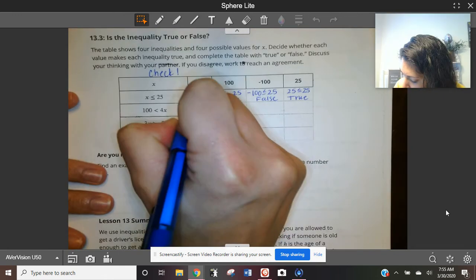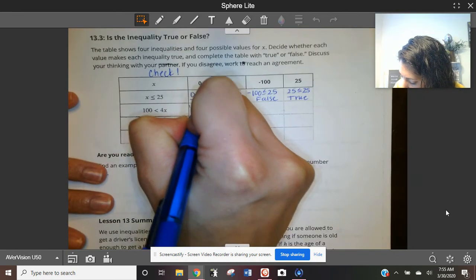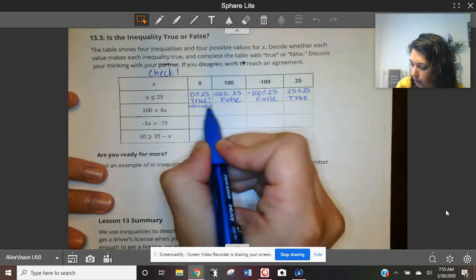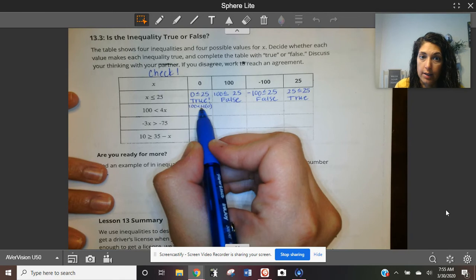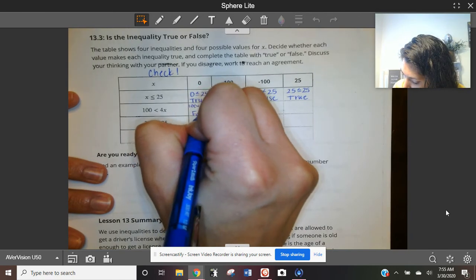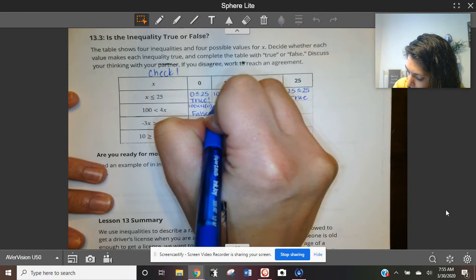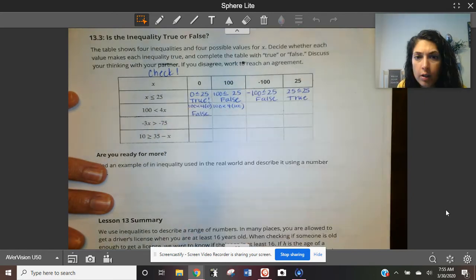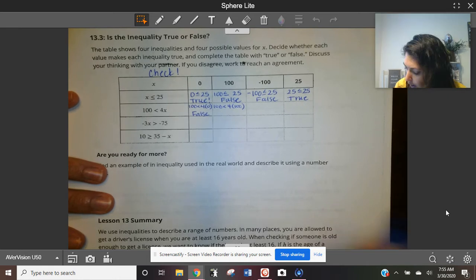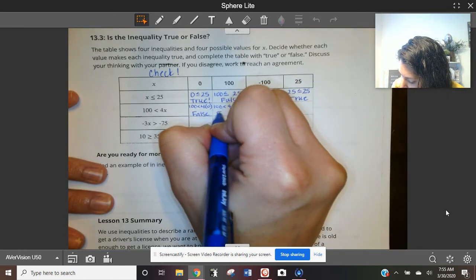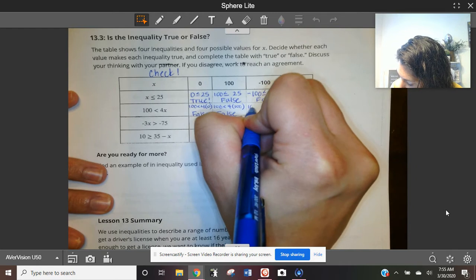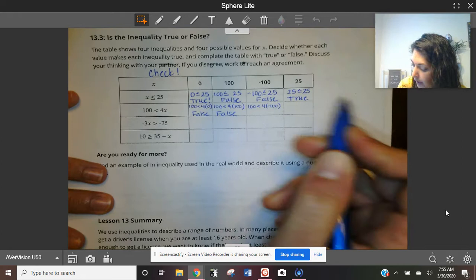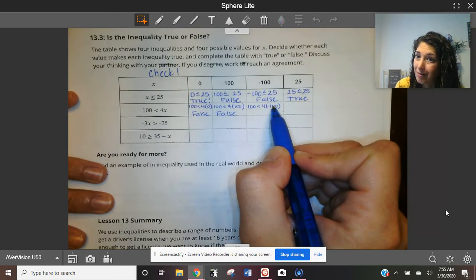So for this one, we have 100 is less than 4 times 0. Well, 4 times 0 is 0, so is 100 less than 0? That's going to be false. Okay, 100, and then 4 times 100. Well, 4 times 100 is 400, so that's also going to be false. 100 is less than 4 times negative 100. Well, a positive times a negative is a negative. Is a positive less than a negative?